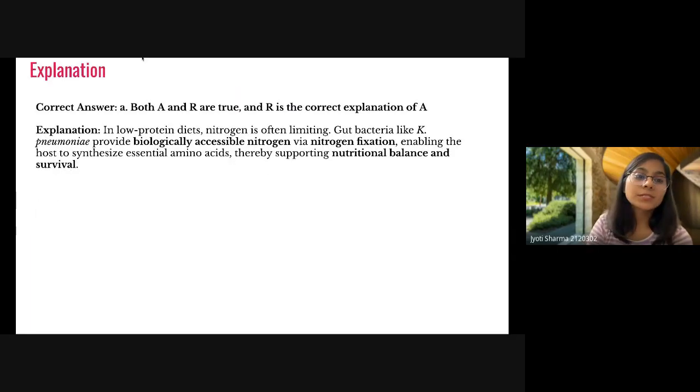And just see here, in a low protein diet, nitrogen is often limiting. Gut bacteria like Klebsiella pneumoniae provide biologically accessible nitrogen via nitrogen fixation, enabling the host to synthesize essential amino acids, thereby supporting nutritional balance and survival. So I think this is clear now why the answer is A but not B. Okay, thank you.